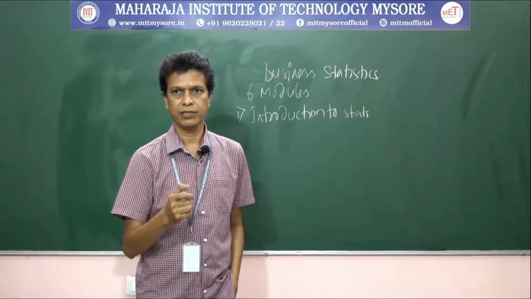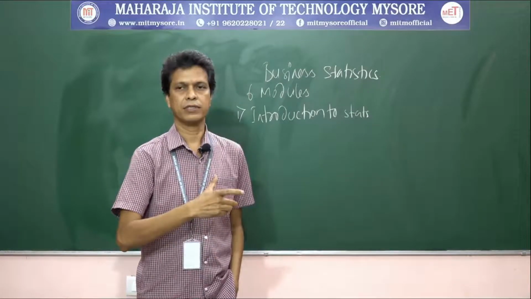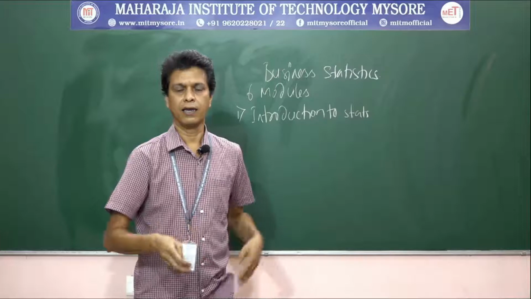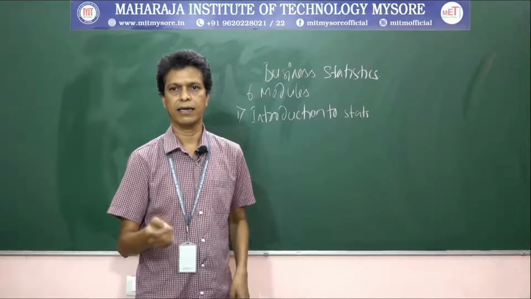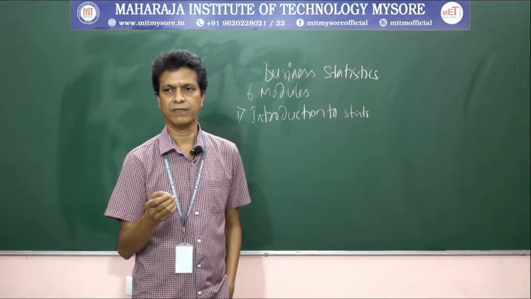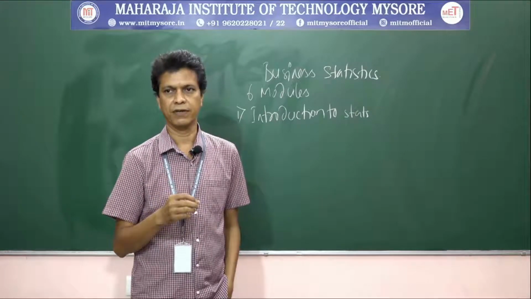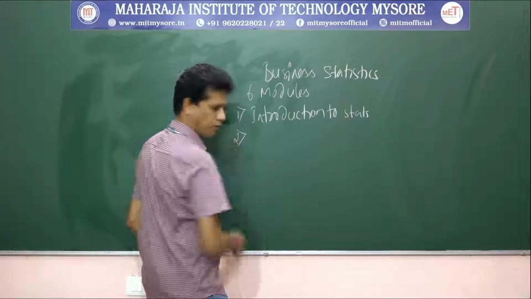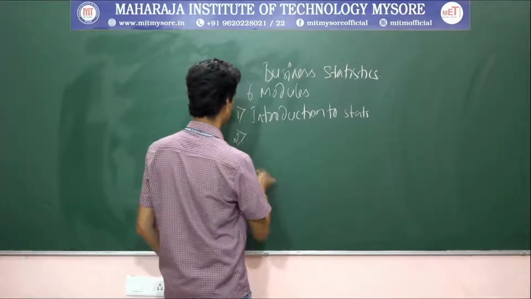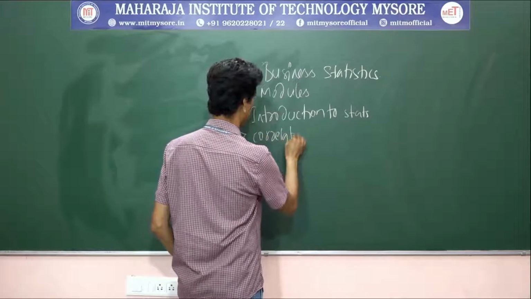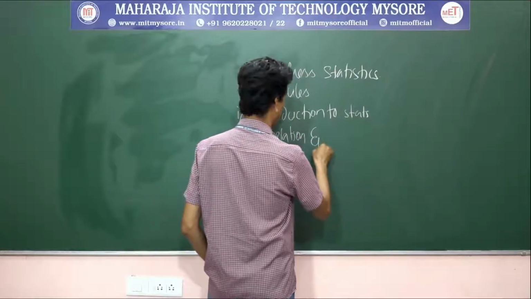and basic terminologies to understand about the data, how the data has been taken, and how to see the data, like the measure of central tendency, like the measure of variability, and the measure of shapes. And in the second module, we are going to discuss about the correlation and regression.